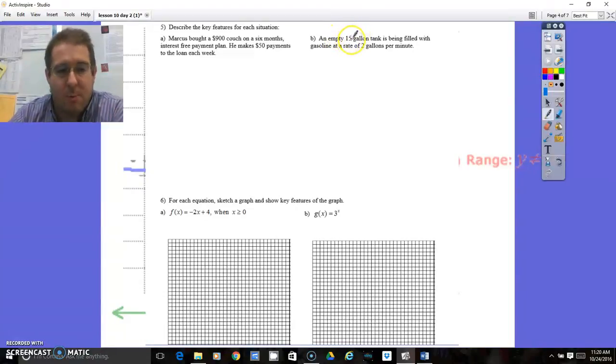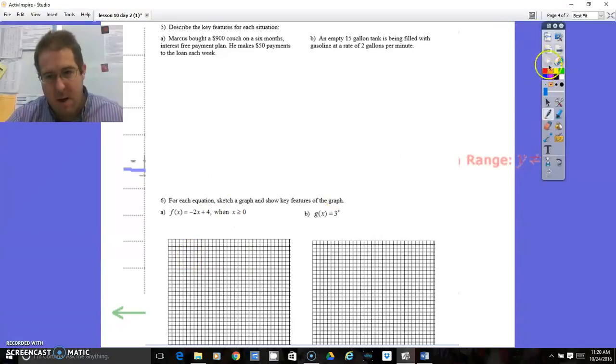So the lowest point it could possibly be is 0. It has nothing to begin with, and then the highest it could possibly be, the maximum, would be 15 because that's where it's going to stop. And the domain is going to be 7.5 minutes. So from 0 to 7.5. How do I know that? Because it takes 7.5 times 2 to equal 15.